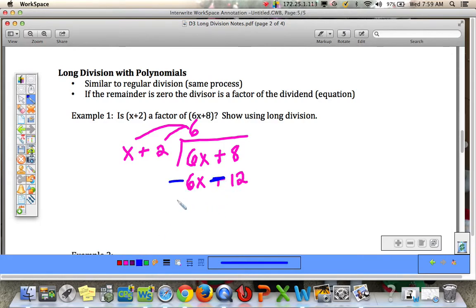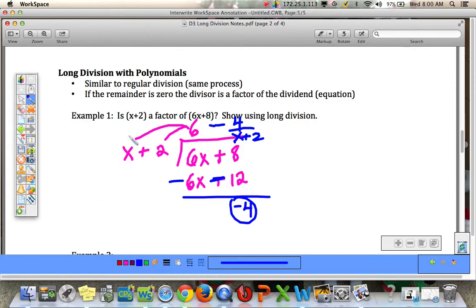So we subtract. We get a 0 here, but here we get a remainder. 8 minus 12 is negative 4. So this is a remainder, so it is not a factor. So we would write this out as negative 4 over x plus 2, negative 4 left over x plus 2. This is the remainder. It is not a factor of 6x plus 8.